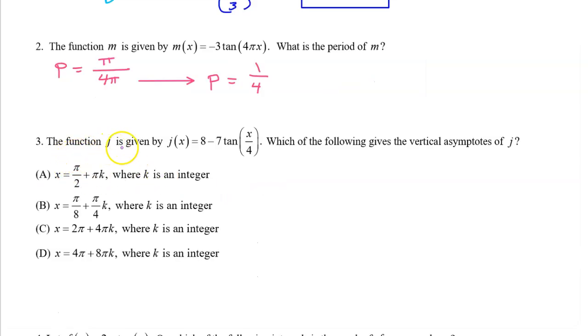Number 3. The function j is given by j of x is equal to 8 minus 7 times the tangent of x over 4. Which of the following gives the vertical asymptotes of j? Well, first of all, vertical translations and vertical dilations will not affect the position of vertical asymptotes. So we can ignore the 8 and the minus 7.